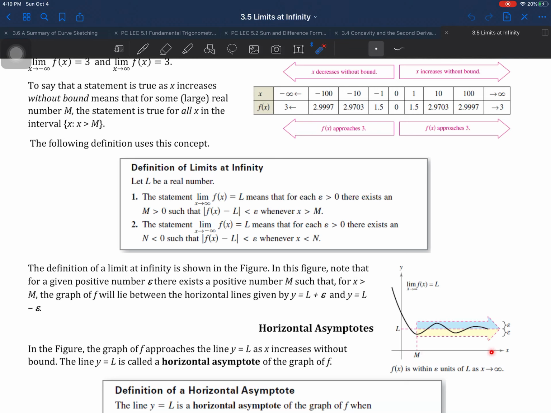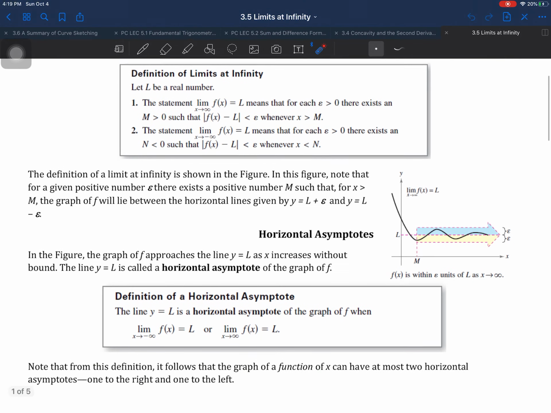So as x becomes very big, the values of the function are just going to stay very close to L, right? The values of the function are going to go up and down, up and down, but they're going to stay within a difference of epsilon. The difference between L and that point on the graph will be very, very small, smaller than epsilon. Now notice that this means it can go up and down around this L value, right?